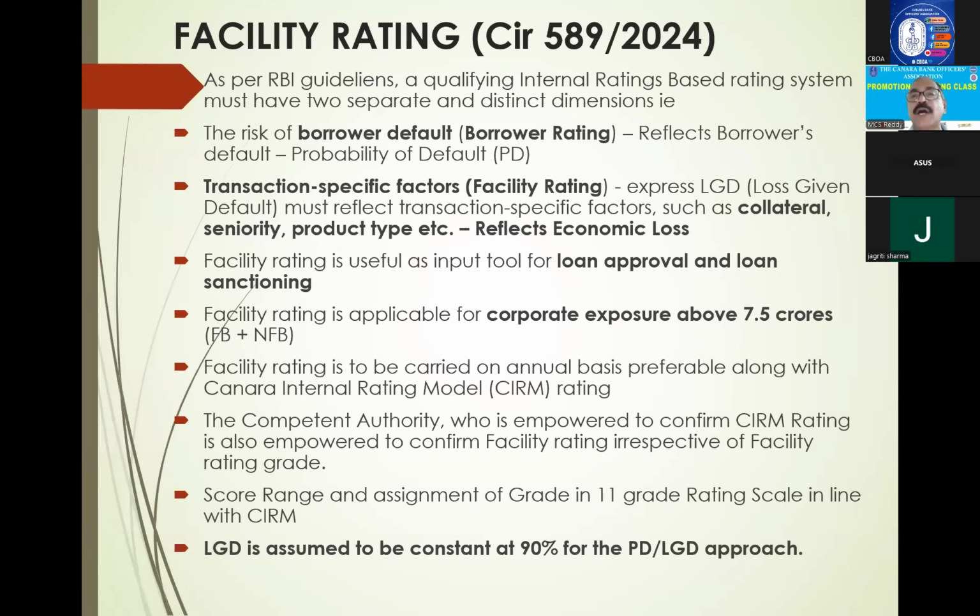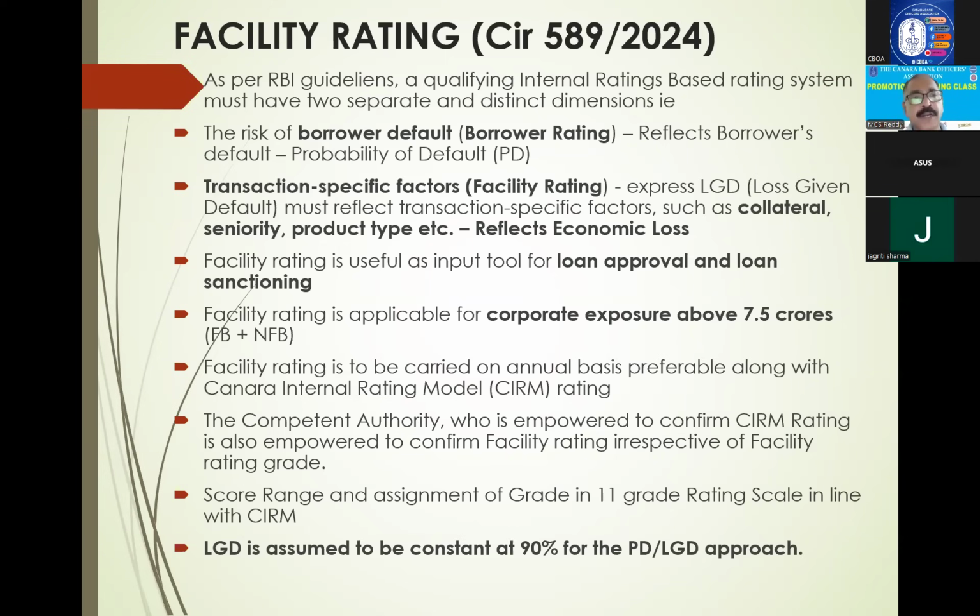The risk of borrower default, that is borrower rating, is reflected in probability of default based on your credit risk rating exercise. Transaction specific factors, that is what facility rating is. It expresses LGD, loss given default, right? And it must reflect transaction specific factors such as collateral, seniority, product type, etc. And it reflects economic loss. That's what I told you. In probability of default, we do only risk rating of the borrower. In loss given default, we do risk rating of the facility. As I told you, how much collateral it is having, security or any other securities available. And what will be the economic loss? It will be if it becomes NPA. Economic loss includes not only your actual loss, but for recovery also we will be spending some amount, advocate fees, etc. That also will be included. That is the total economic loss, how much you are incurring.